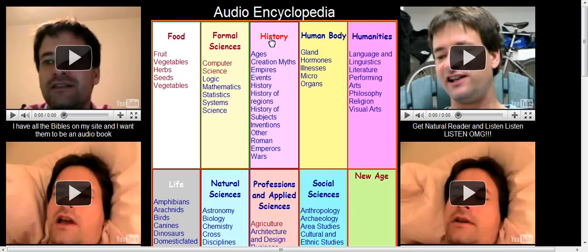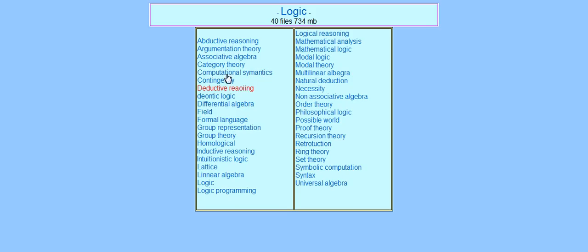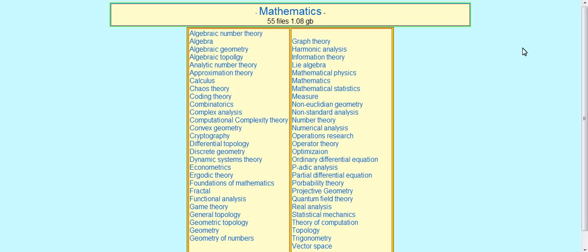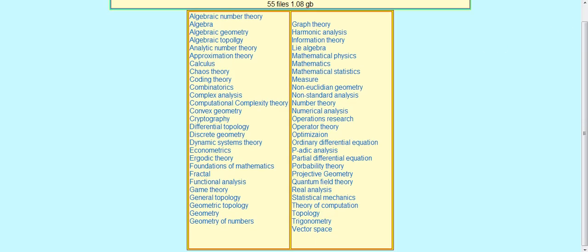But anyways, history. Here, let's look at these all individually. I like looking at individually. There's all logic, contingency, group representation, recursive theory, 40 different kinds of logic. Let's see if we can get all the mathematics. There's all the kinds of mathematics.